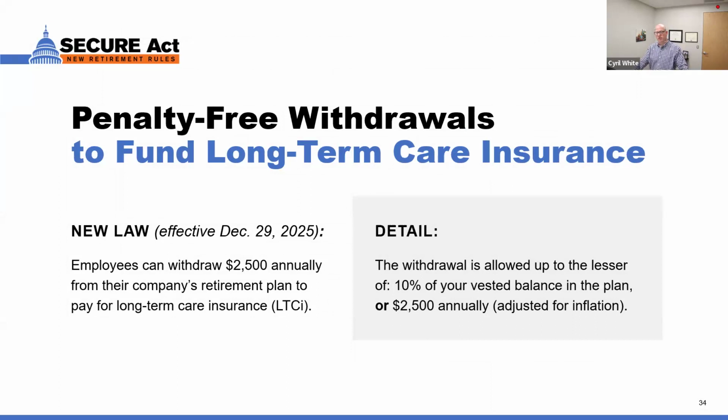In addition, they've added a provision so that you can take penalty-free withdrawals from your IRA or your retirement plans to pay for $2,500 worth of long-term care insurance. This isn't effective until December 29th of 2025. The withdrawal is allowed up to the lesser of 10% of your vested balance in the plan, or $2,500 annually, which will be adjusted for inflation. And this only applies to people who are under age 59 and a half, where a penalty would apply if you took money out of your retirement savings. But if you're taking it out to pay for long-term care insurance up to $2,500, starting in 2025, you will not be penalized.